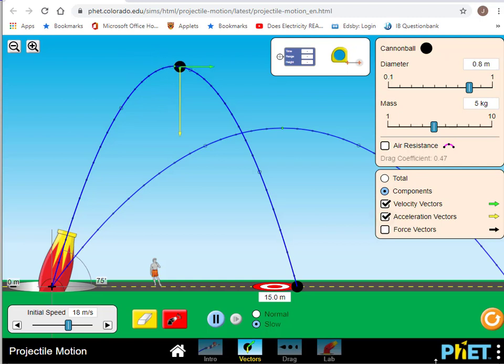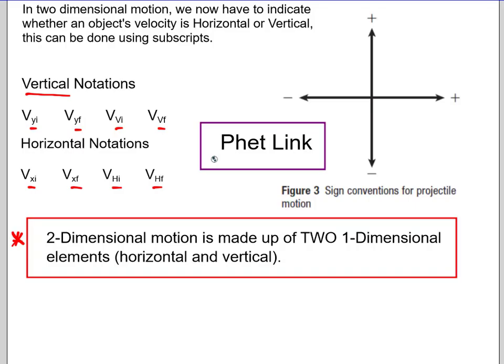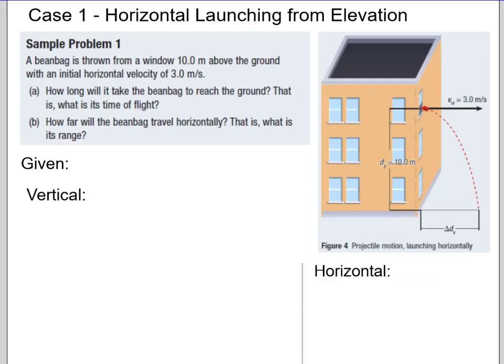If we turn on the acceleration vector, you can see that it's constantly down, pointing towards Earth the entire time, which shouldn't be a big surprise because we talked about the acceleration on Earth is always down and towards the Earth. Okay, so we're going to do case 1 here. Case 1 is what we call horizontal launching from elevation. So when we look at this, we're going to break things up into two thinking processes, vertical thinking and horizontal thinking. That'll take a little while to get your head wrapped around.